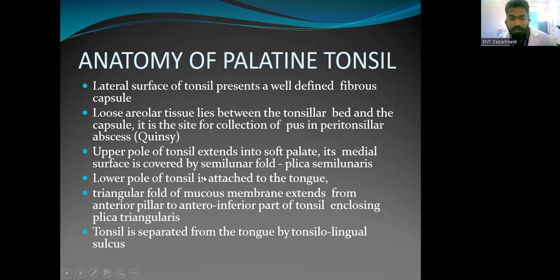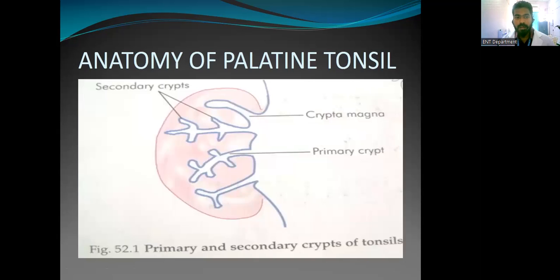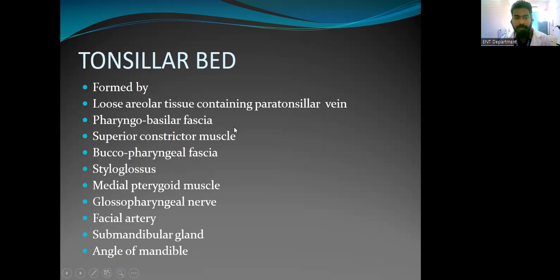Like I said, the tonsil is placed between the anterior and the posterior pillar. Anteriorly you have the tongue, so the tonsil has to be separated from the tongue. For that they have the tonsillolingual sulcus, which separates the tonsil from the tongue. And the largest crypt in the tonsil is called the crypta magna.